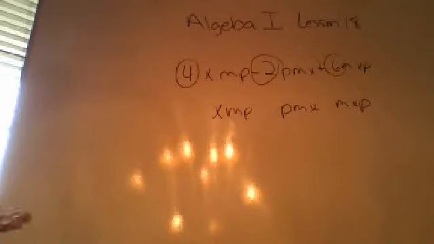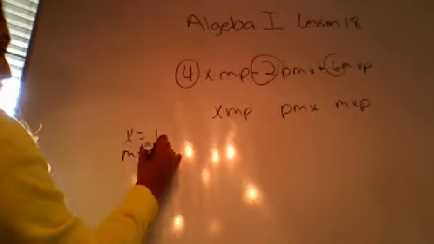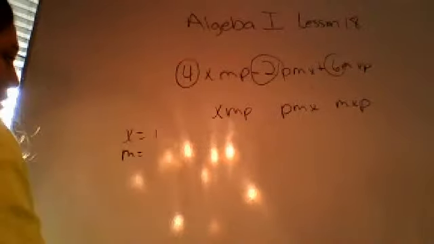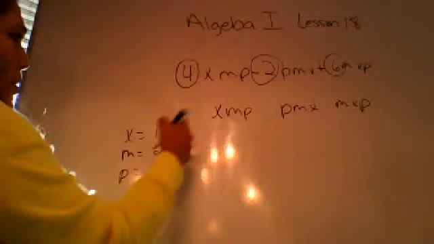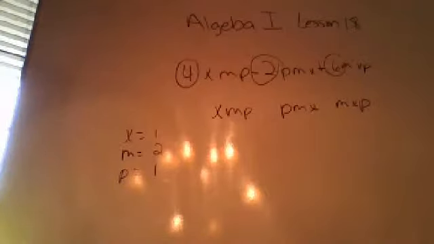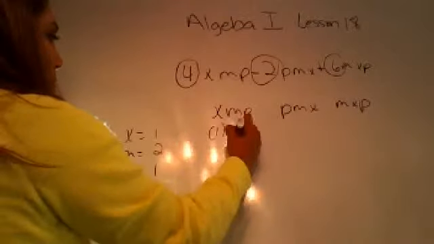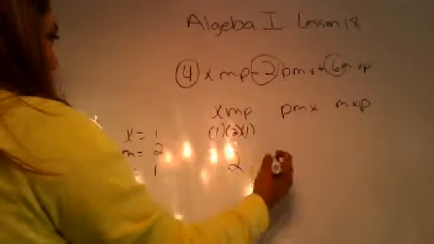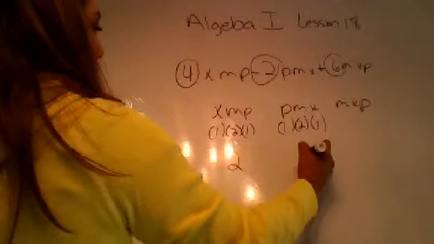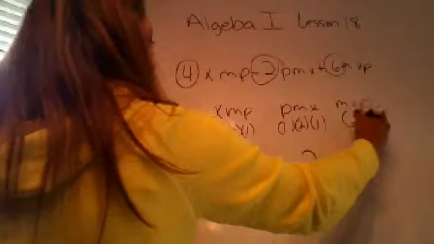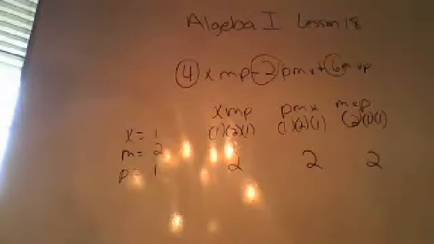Let's assign a value to x, p, and m. We're going to assign x equal to 1, m equal to 2, and p equal to 1. I'm going to go back and substitute these values into these terms. So I've got 1 times 2 times 1, and I get 2. And I get 1 times 2 times 1, and I get 2. And then I get 2 times 1 times 1, and I get 2. So these terms are alike.